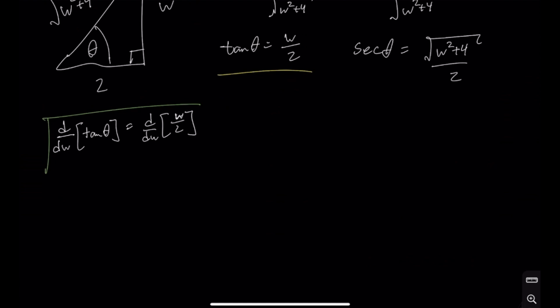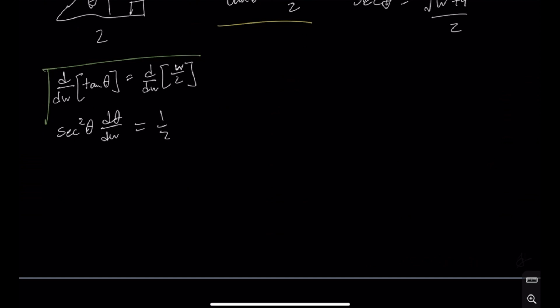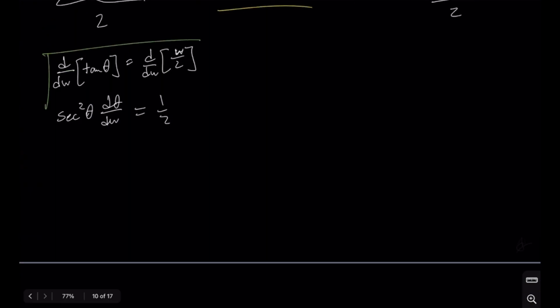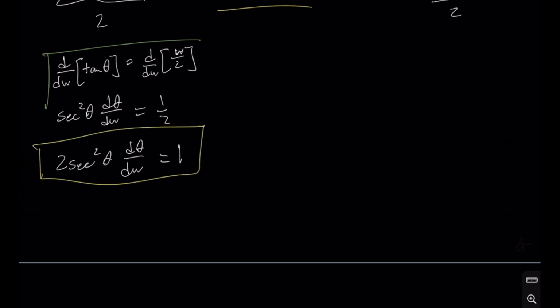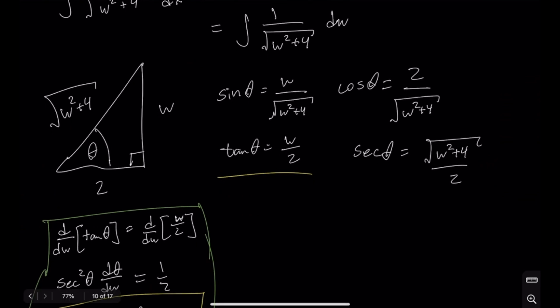Okay, and then again, using the chain rule, we're going to have secant squared theta multiplied by d theta dw is equal to 1/2. Right? Yeah, 1/2. And then if I multiply both sides by 2, I'll have 2 secant squared theta d theta dw is equal to 1. Okay, this is what we want to use because it's equal to 1. So now, what we want to do is look for something in our integrand that can be represented by one of our trig ratios.